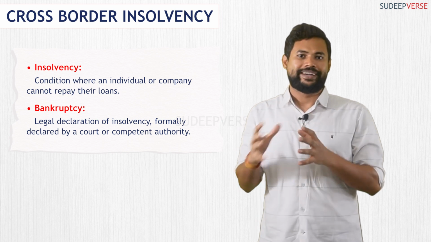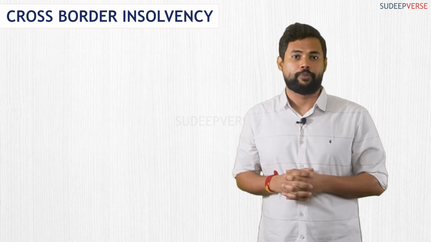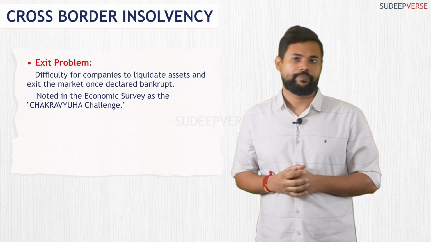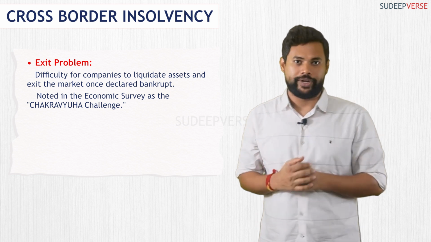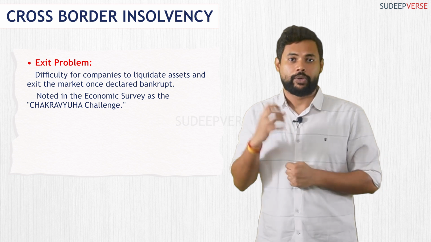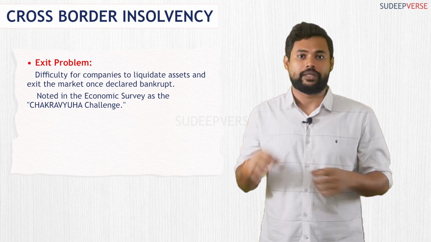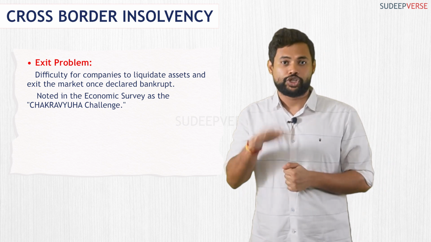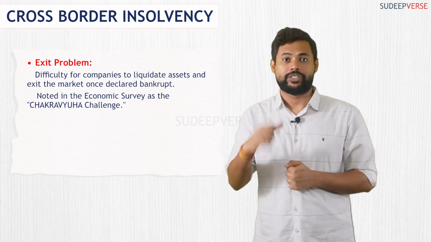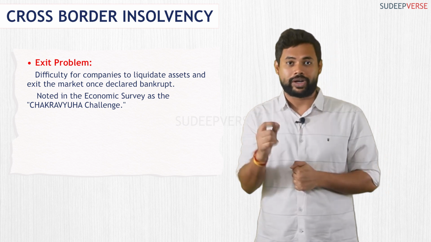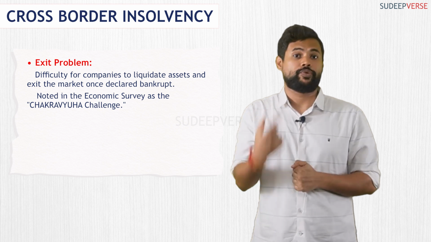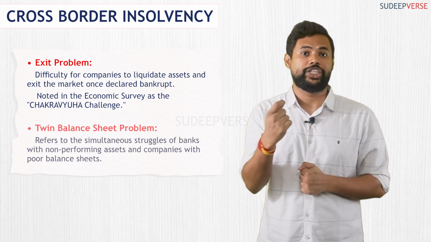Correct? So 10 years back, India faced a problem called the exit problem. The exit problem is when a company was almost insolvent or declared bankrupt, and it was very difficult for the company to exit by liquidating its assets. This is what is known as the exit problem, which the Economic Survey had famously called the Chakravyuha challenge. The consequence of this challenge was the twin balance sheet problem.